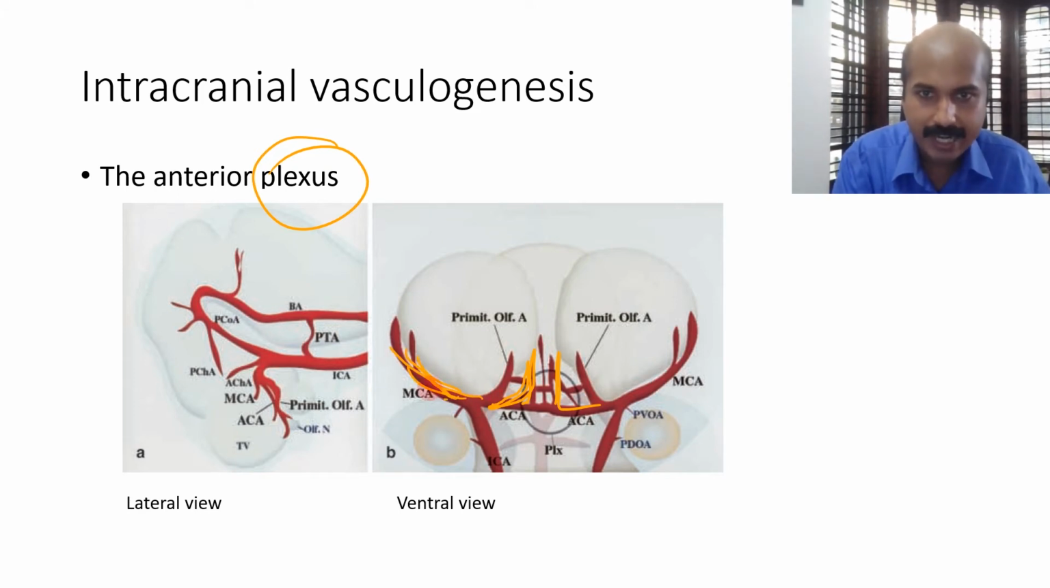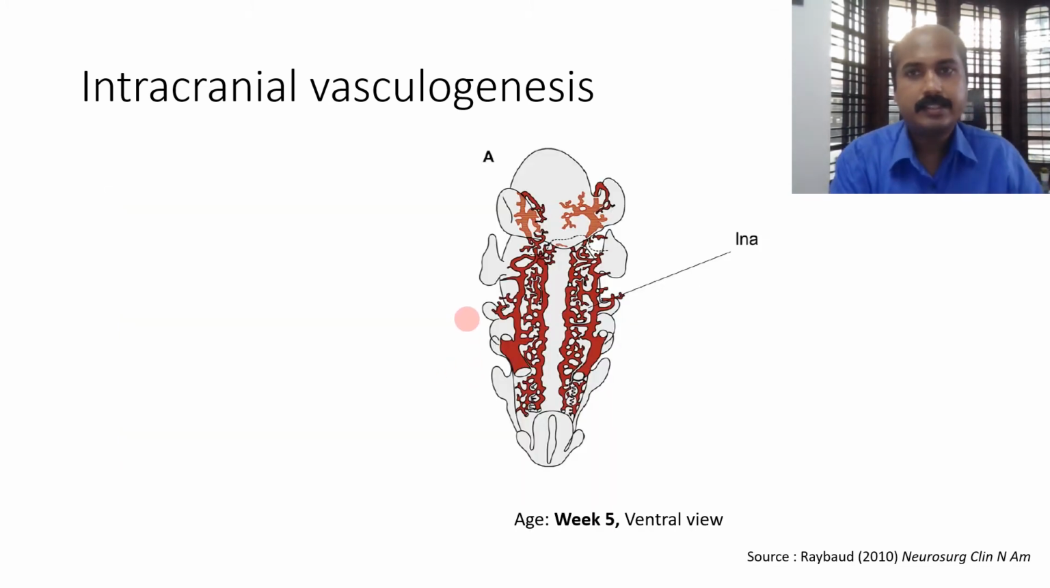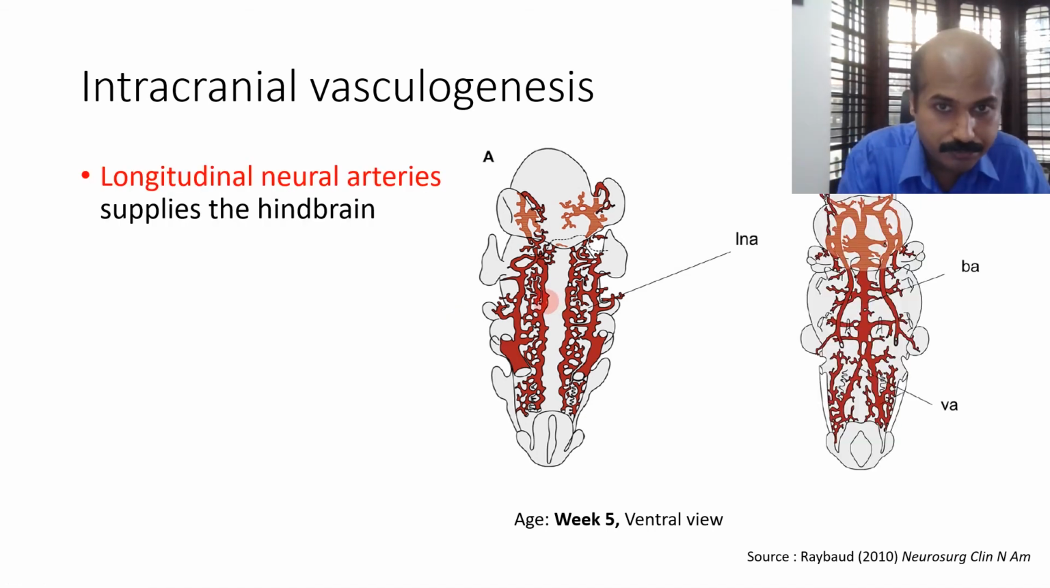Okay, this is actually the lateral olfactory. You will have the striate branches. All of these are developing from the lateral olfactory. These are the longitudinal neural arteries that you find on the ventral aspect of the hind brain, and these longitudinal neural arteries are going to fuse together.